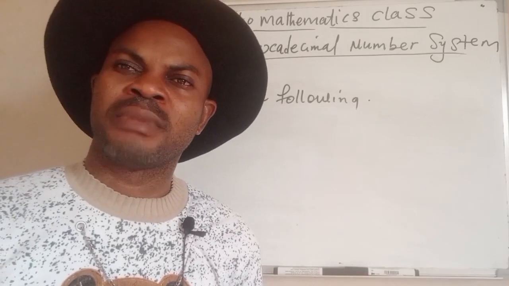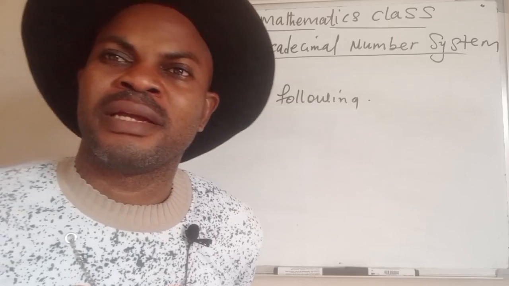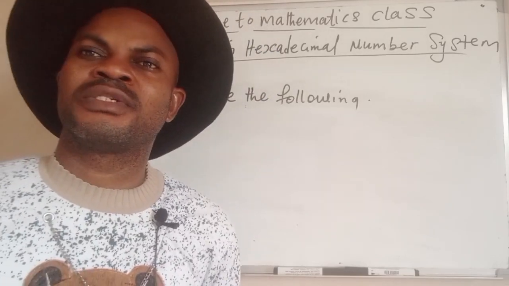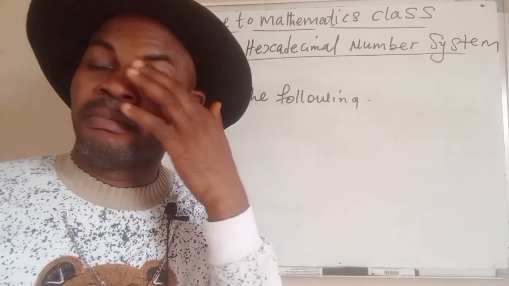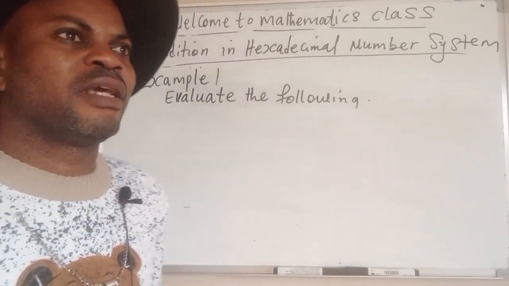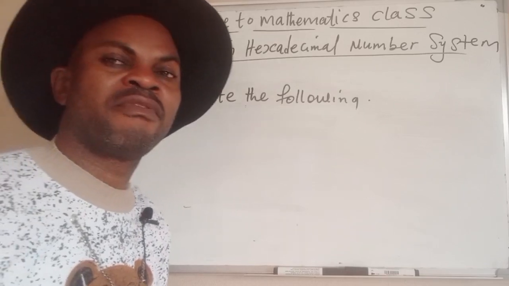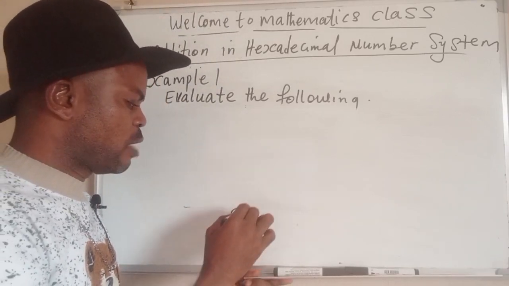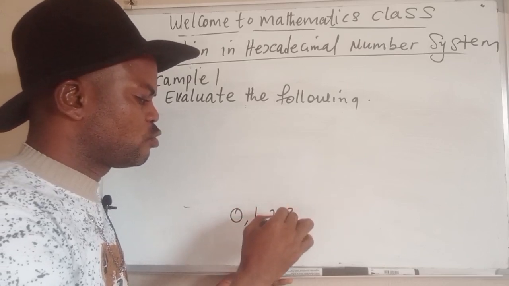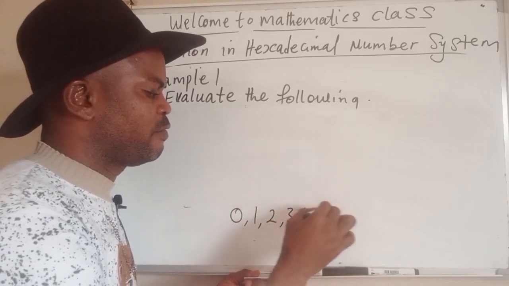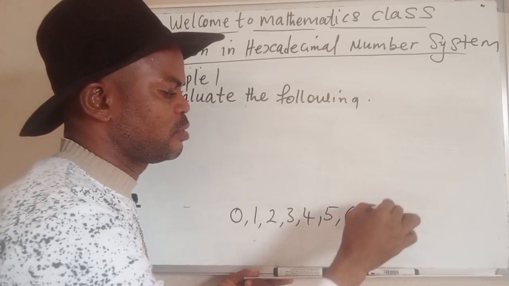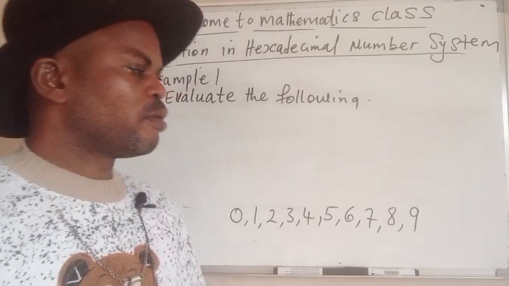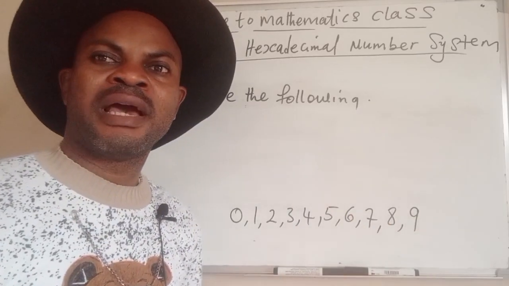Another name for hexadecimal is base 16. Let me remind you again that in base 16, you have 16 digits making up base 16. They start from 0, then 1, 2, 3, 4, 5, 6, 7, 8, 9. You have to pause. Writing 10 is going to cause a whole lot of errors.